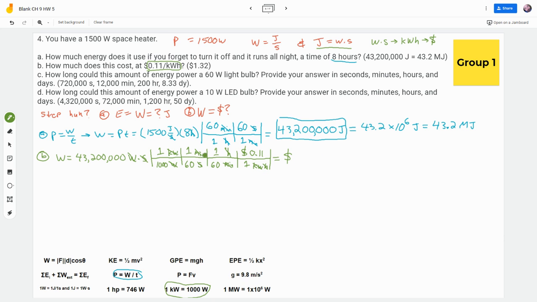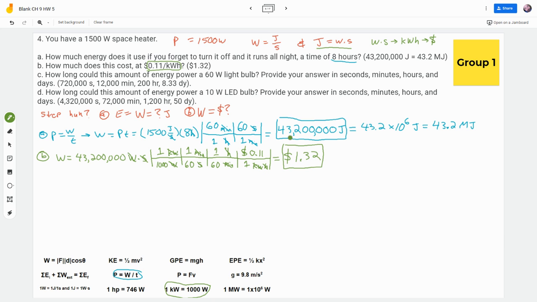Once we do all of this, you will end up with a number: 1.32. So that is a reasonable amount of money. If you leave your space heater on all night long, it might end up adding $1.32 to your electricity bill.